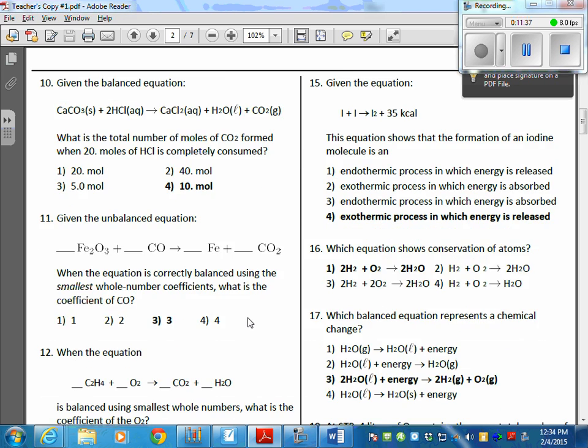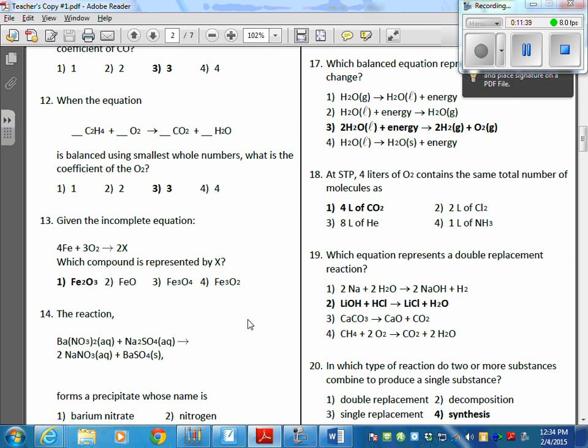There's a lot of versions of this. There's a couple versions of this question that we'll talk about. Finally, additionally, here, this was a little bit of a review question. At STP, 4 liters of gas contain the same number of molecules as 4 liters of gas. Same temp, pressure, volume, same number of moles, same number of particles. Okay? That's why number 18, it might be a different number if you have a different version, but that's why number 18 is 1. All right, let's keep looking.